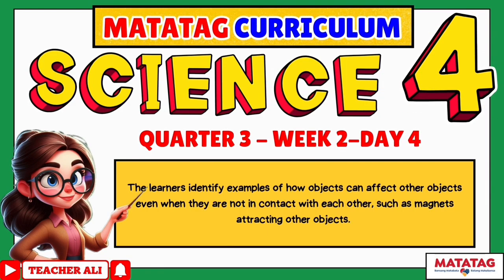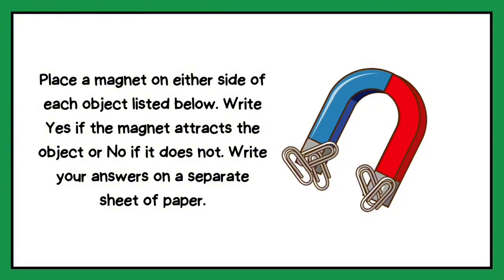Day 4. Place a magnet on either side of each object listed below. Write yes if the magnet attracts the object, or no if it does not. Write your answer on a separate sheet of paper.